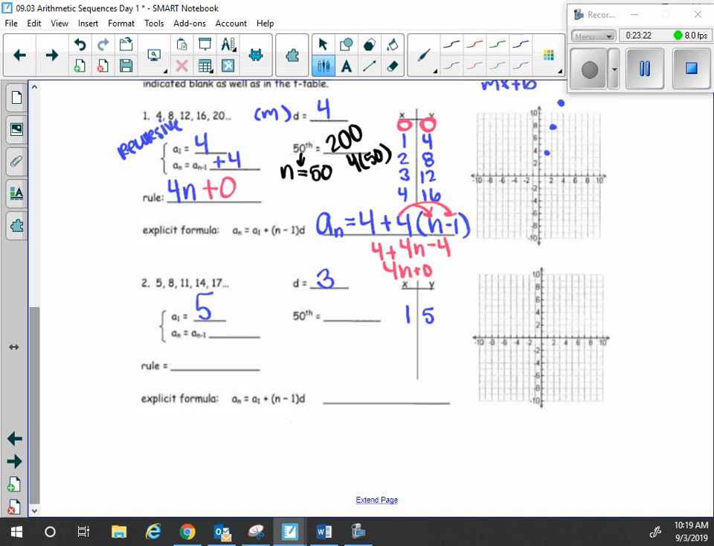Okay. So, I'm going to finish my recursive rule first. My first term is 5. So what is that next line going to say? Plus 3. Good. Your first term and every term after, you're adding 3. So now we have enough information to fill in this long formula. We have the first term, which is 5, and we're adding the common difference, which is 3 times n minus 1. But let's do it our easy way.